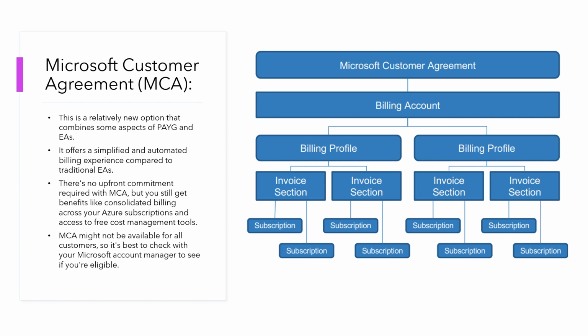The next payment model is Microsoft Customer Agreement, that is MCA. Okay, in this model we can say that it is a hybrid of the pay-as-you-go model and the enterprise agreement model. Okay, that is, there is no upfront commitment required with MCA, but we can still get benefits like enterprise agreements.